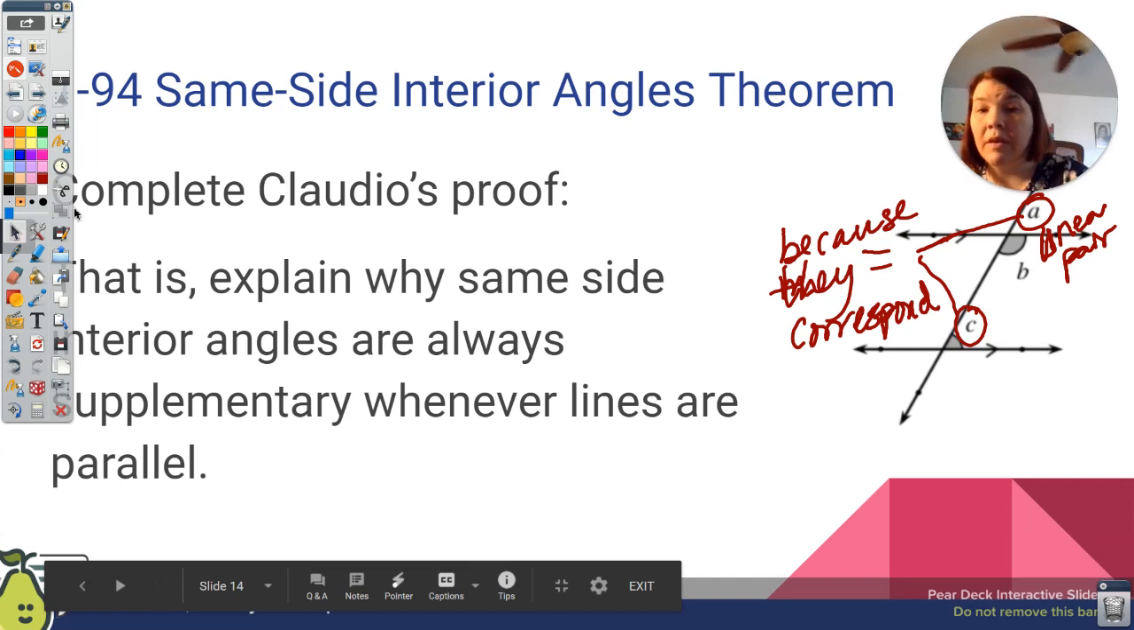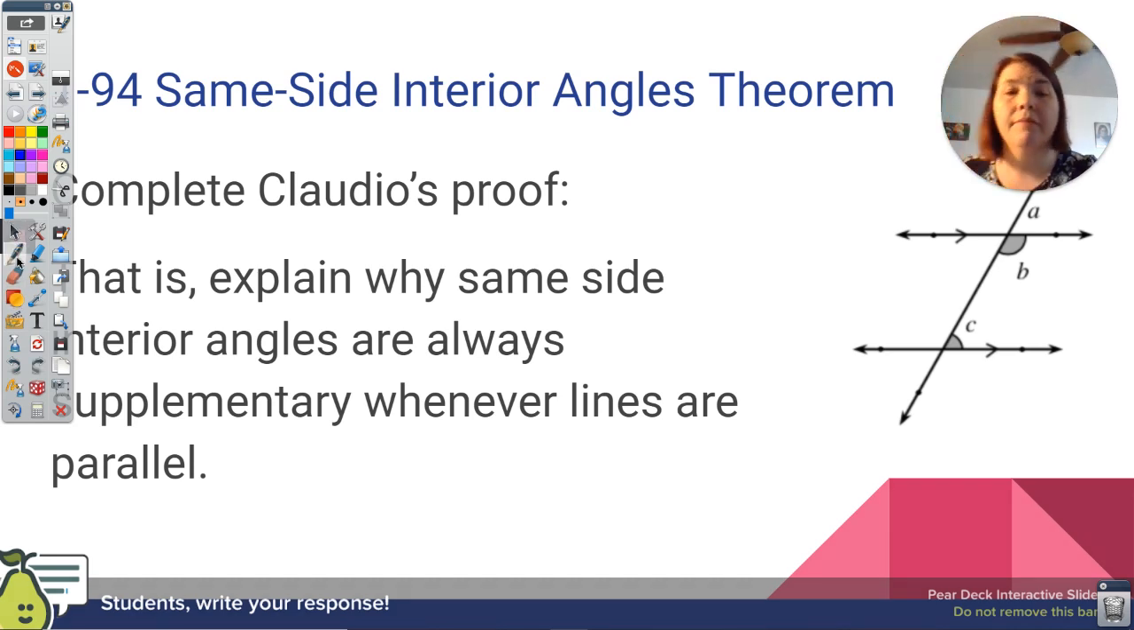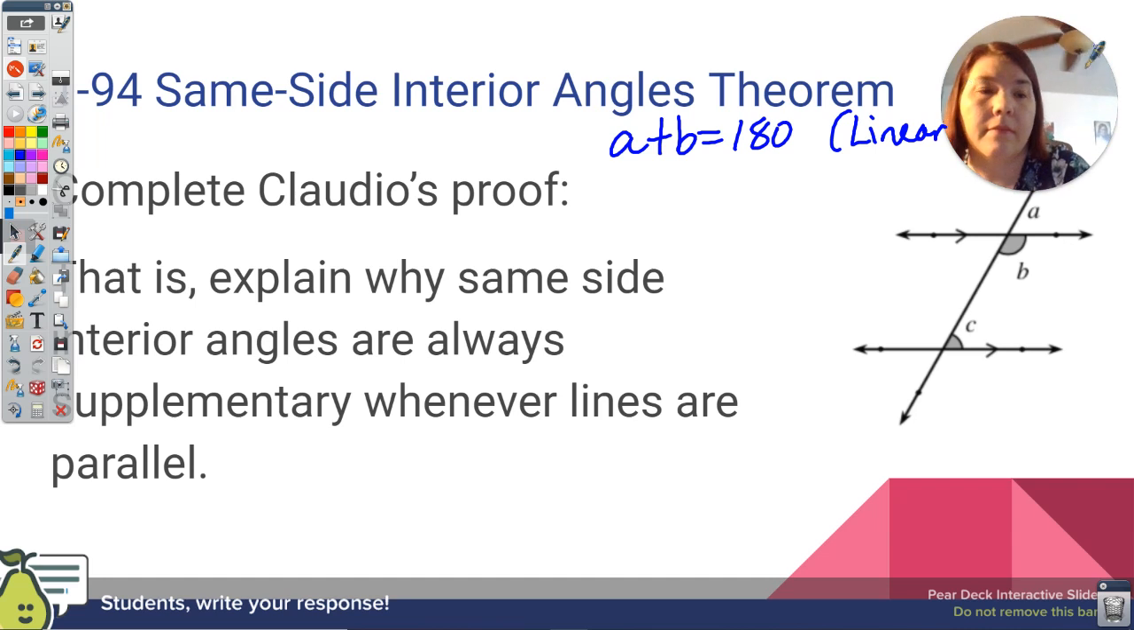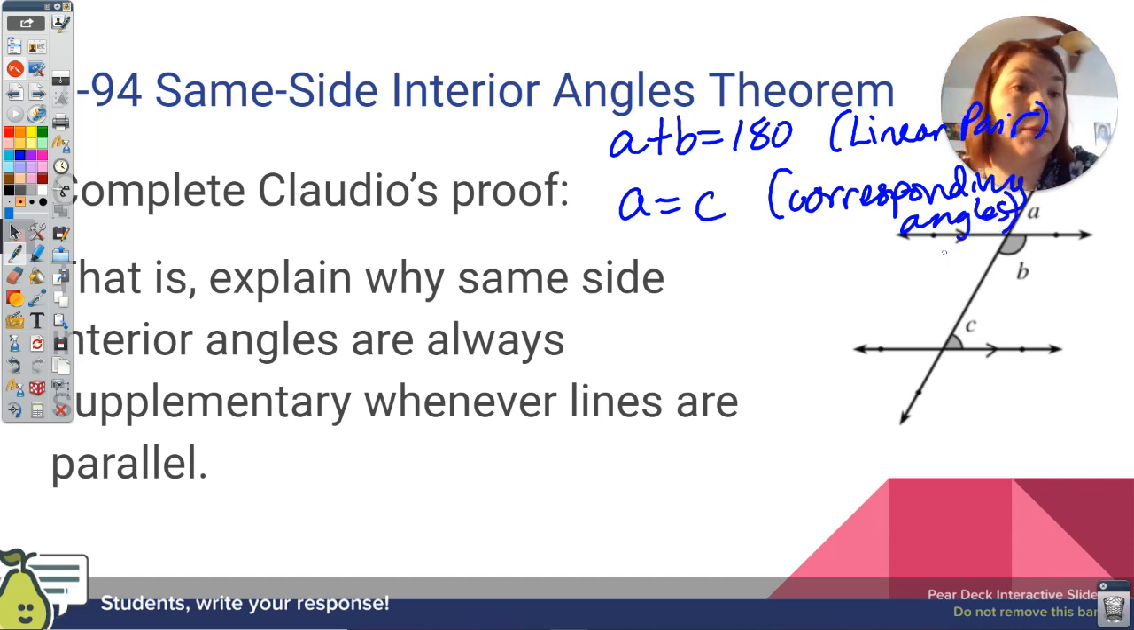Complete Claudio's proof, that is, explain why interior angles are always supplementary. So I'm going to go ahead with Claudio's proof here and erase all the stuff I see, and get my pen on. All right. A plus B equals 180, linear pair. I'm going to write on my face. Won't that be fun? And A equals C, corresponding angles. And here we go. I'm about to be done in a second.